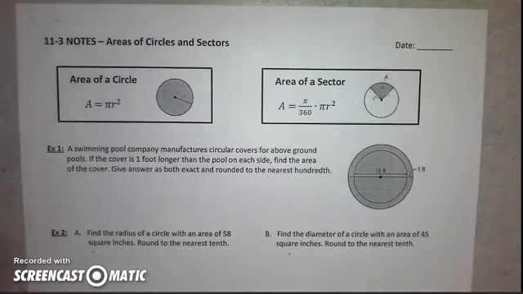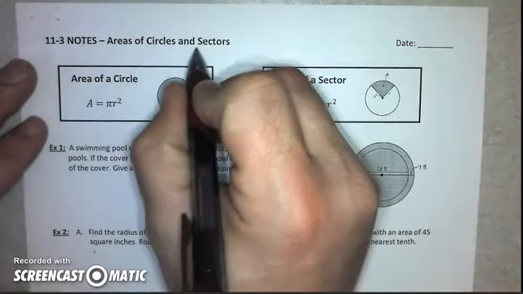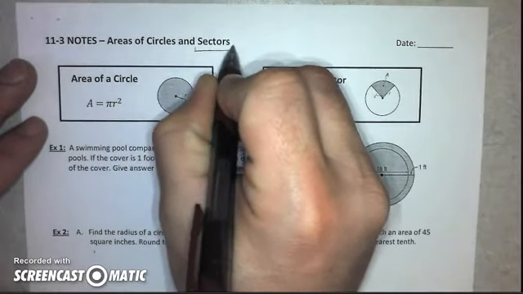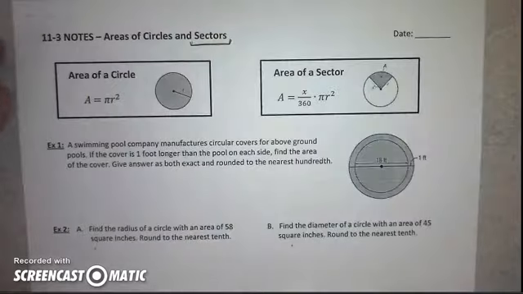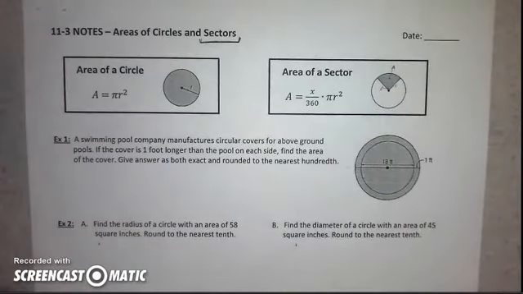Alright everyone, we are ready to begin notes for section 11.3. We'll be talking about circles and how to find the areas of circles, and then the area of what are called sectors, and we'll examine what that is here in just a moment. If you're confused by any of this, make sure you're looking in your textbook at lesson 11.3 to go over some of this vocabulary.